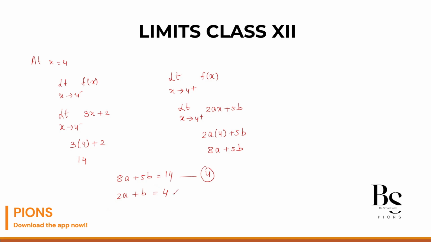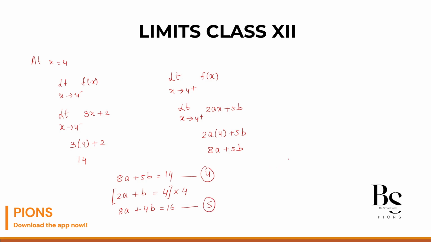Now, let's multiply this equation 3 with 4. The whole equation I am multiplying with 4. Why am I multiplying? So that we can do the elimination method. 4 2s are 8a plus 4b equals 16. This is our equation 5.